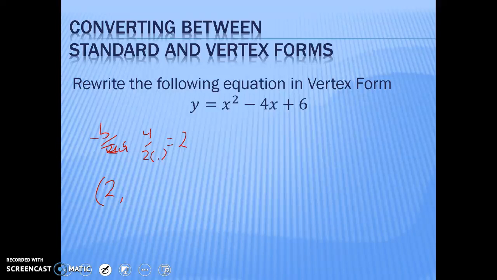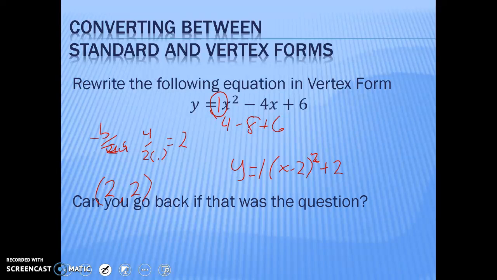And if I plug that in to figure out what my y value is, 2 squared is going to be 4. Minus 4 times 2 is minus 8, plus 6. Well, 4 minus 8 is negative 4. Negative 4 plus 6 is 2. So that means my vertex is at the point (2, 2). My a value here in standard form matches my a value in vertex form. So that means my equation is going to look like this. y equals 1, since the a value is 1, times x minus 2 squared plus 2. So there's our equation in vertex form.